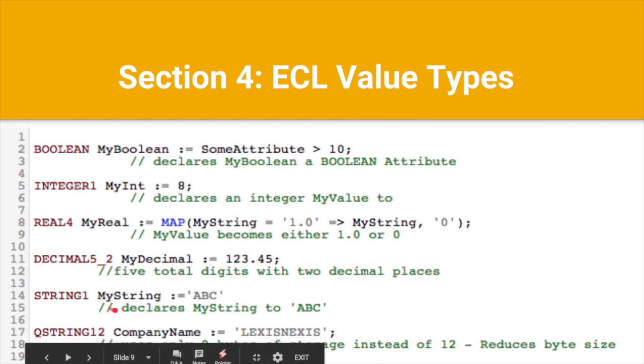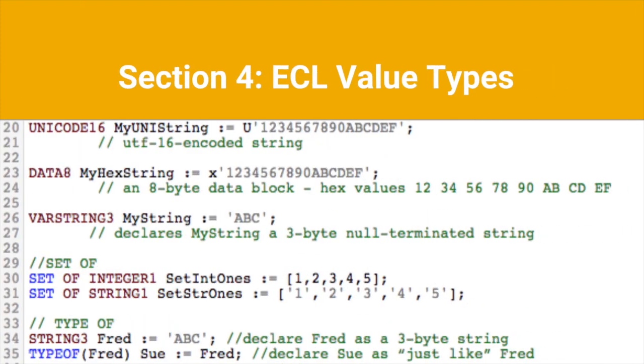Of course, you have strings. This declares my string to ABC. Very basic here. And then you have a Q string. Now, a Q string is very interesting. It just reduces your byte size. So this is a Q string 12. But you see here we have 1, 2, 3, 4, 5, 6, 7, 8, 9, 10, 11, 12 letters. But it's only going to use 9. And we'll get into why that works later. So let's go to 2 here.